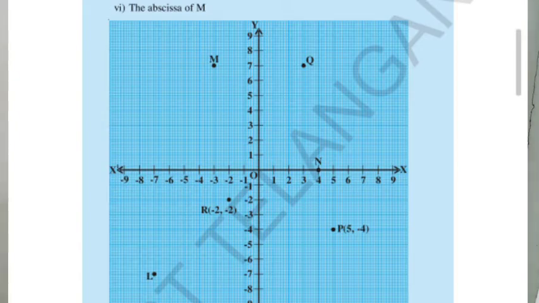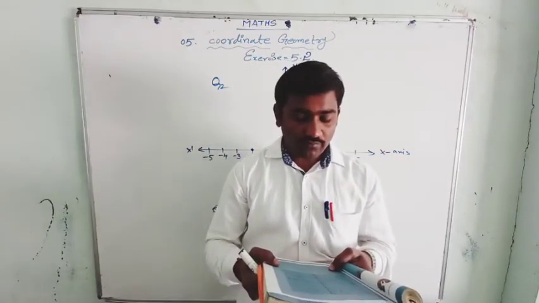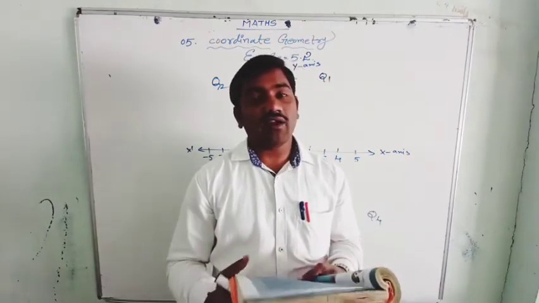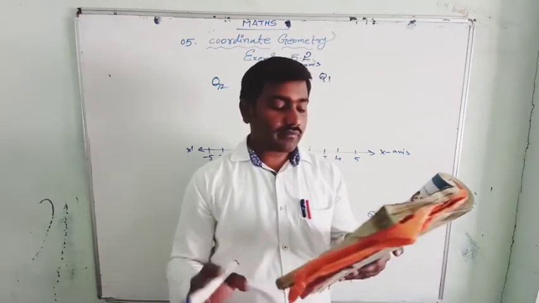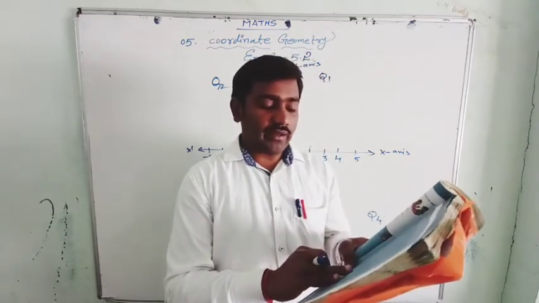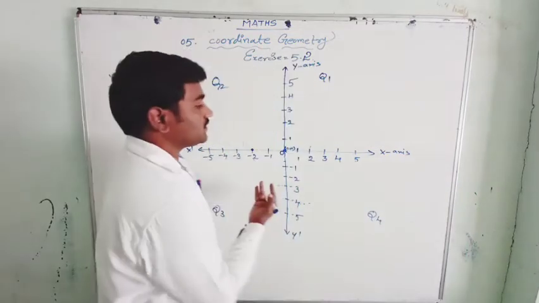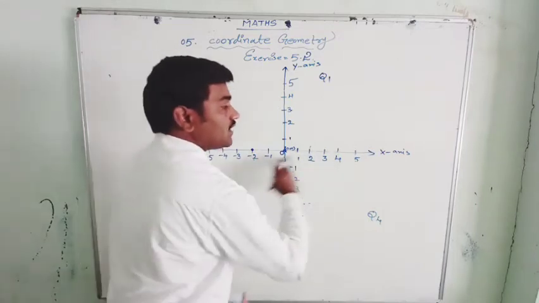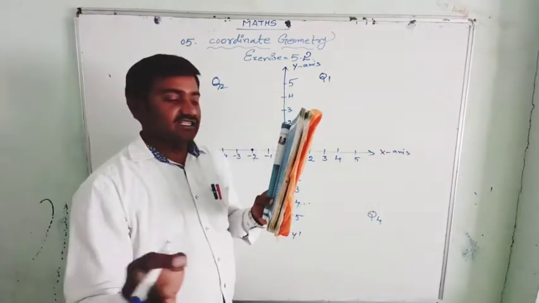Now let's come to bit number 5. State true or false and write the correct statement also. Let's see the first one. In a Cartesian plane, the horizontal line is known as the y-axis. No. The horizontal line is known as the x-axis.